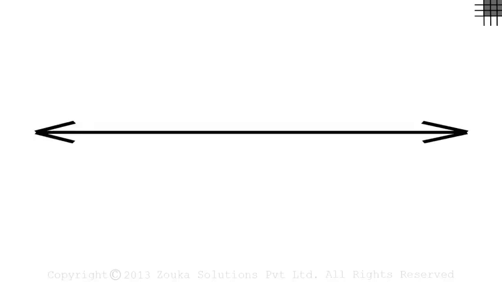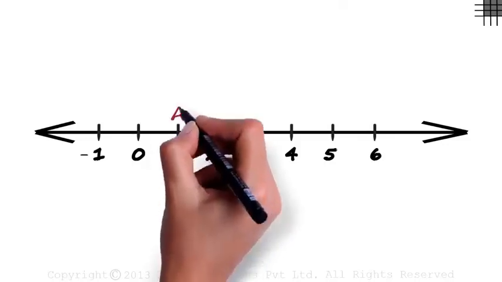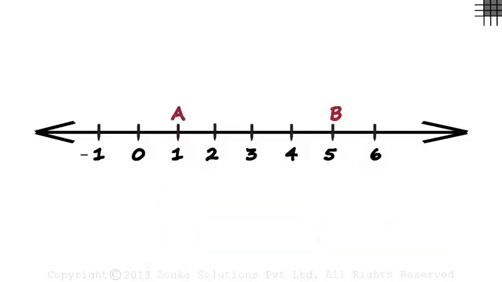how we can find the distance between 2 points. Let this be our number line, where we have numbers from -1 to 6. And these are 2 points on the number line. What is the distance between point A and B?